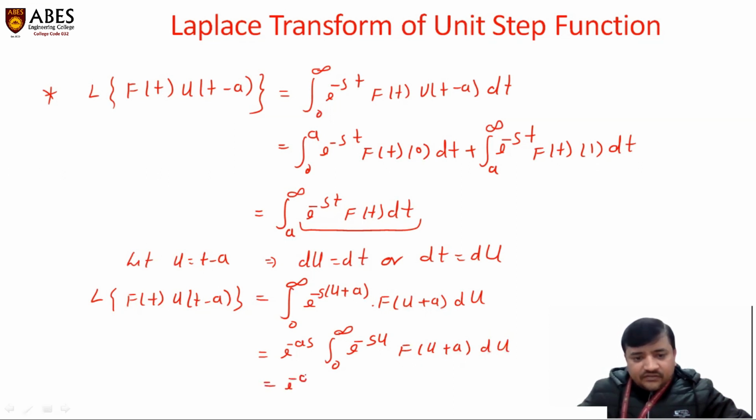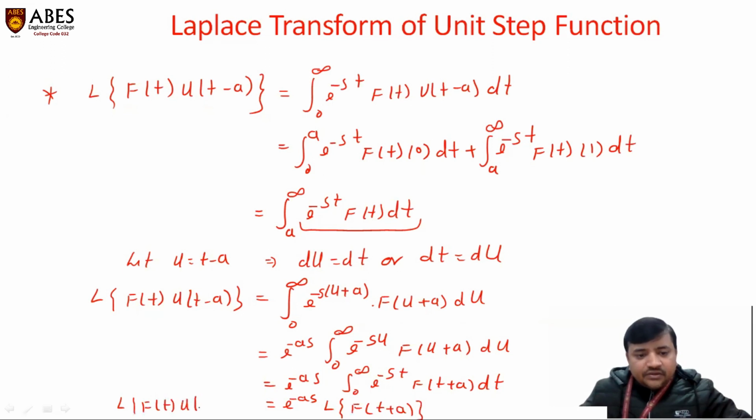Or we can write in more familiar terms like e to the power minus as integral 0 to infinity e to the power minus st f t plus a dt, because we know in a definite integral the name of the variable may be changed. So in this way, finally we get e to the power minus as Laplace transform of, now the function is not only f t, it is f of t plus a. So this is the Laplace transform of f t into u t minus a.